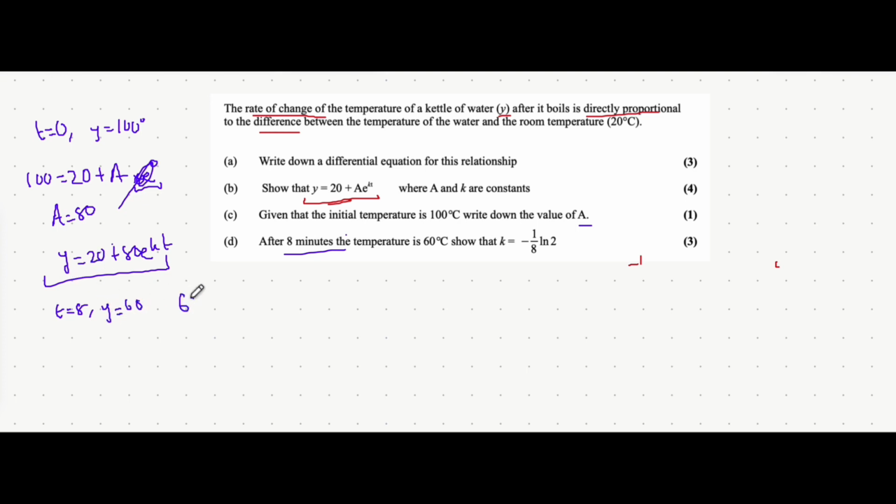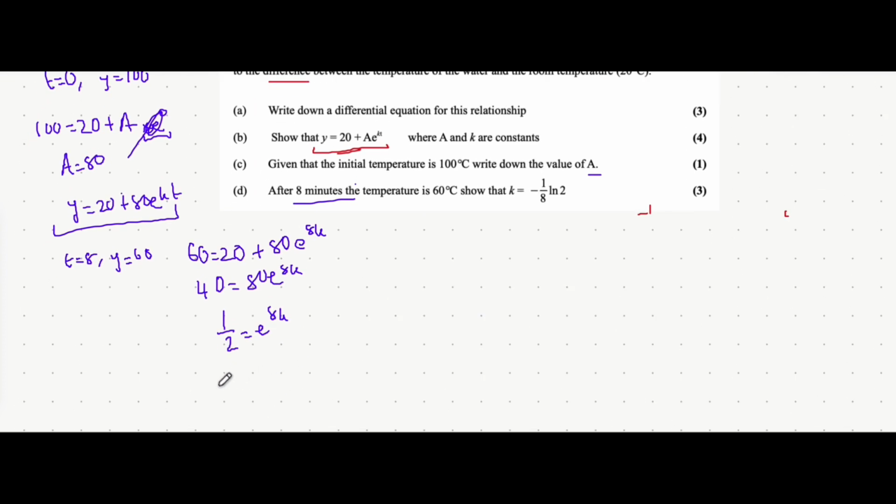So we have 60 is equal to 20 plus 80, multiplied by e to the power of k, which we're trying to find, multiplied by t, which is 8. So let's write a power of 8k. We start by subtracting 20 from both sides, so 40 is equal to 80 e to the 8k. You then want to divide both sides by 80. 40 divided by 80 is just a half, is equal to e to the 8k. You then want to apply the ln to both sides. Ln of a half is equal to 8k.